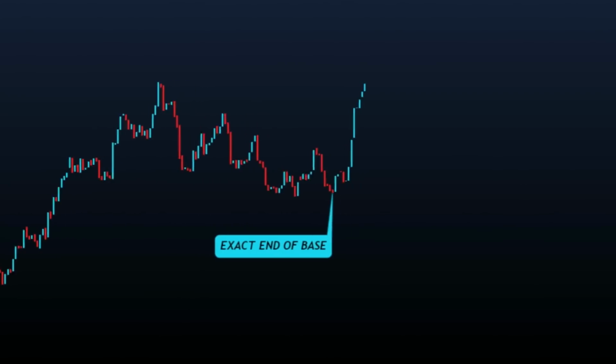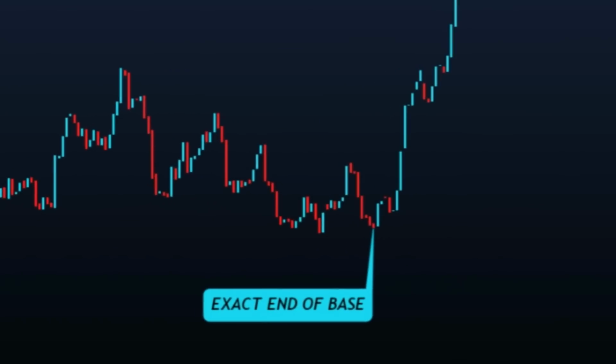Let's explore Fibonacci magical value 0.44 and uncover its potential on how it's gonna help in finding market correction exact ending point. How?